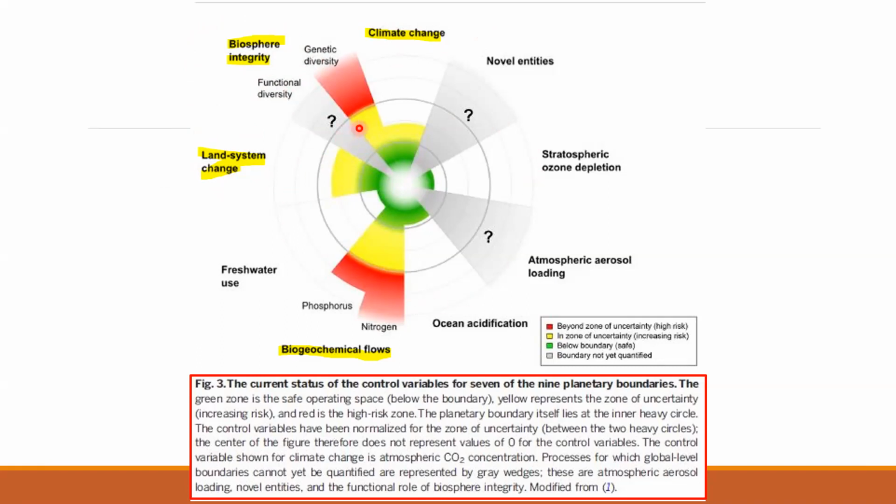So the boundaries are going to be impacting each other. And one variable, let's imagine climate change going into a dangerous zone, very well could cascade across other boundaries, particularly things like ocean acidification and freshwater use, and impact other aspects of the planet.